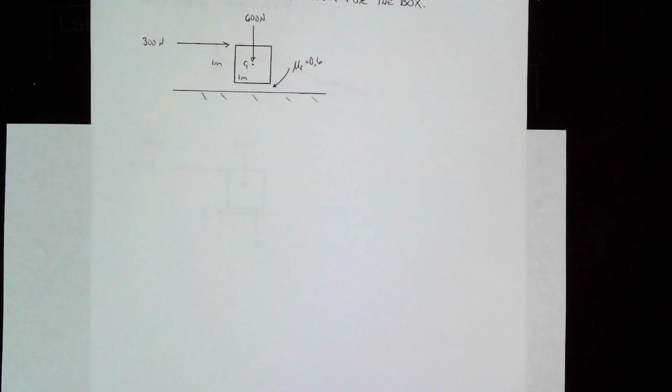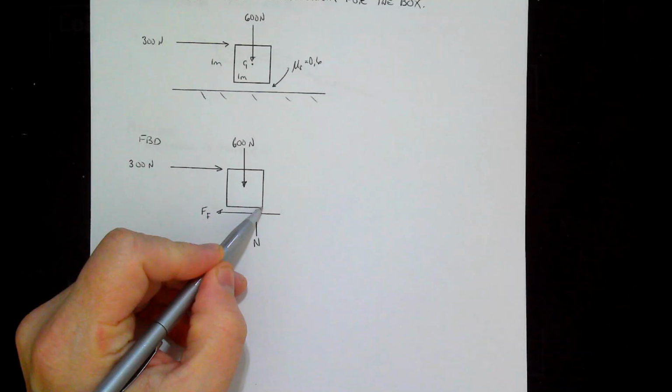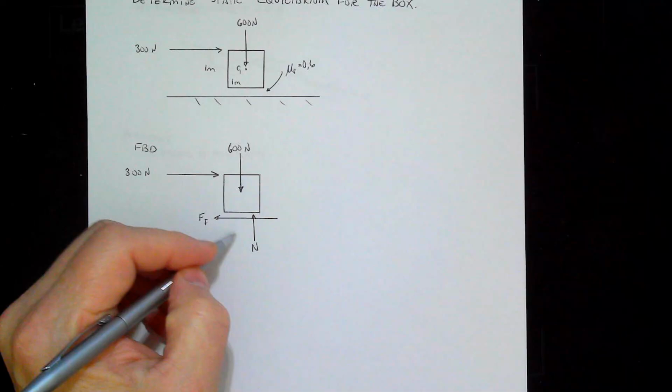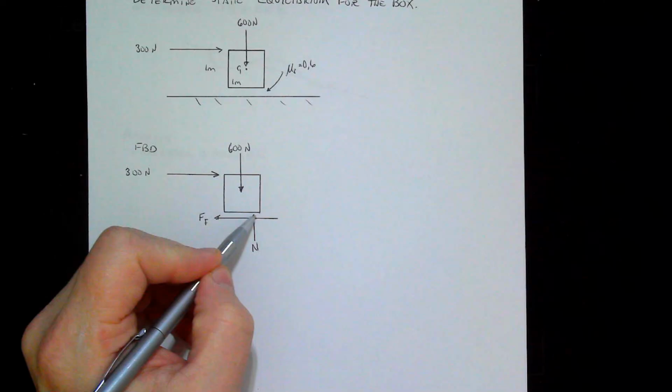So we have a box here. It's 1 meter by 1 meter. All right. There's friction here between the box and the floor. Static friction is 0.6. Box weighs 600 newtons, and there's a 300 newton force being applied at this top corner here. And the question is, is the box still?